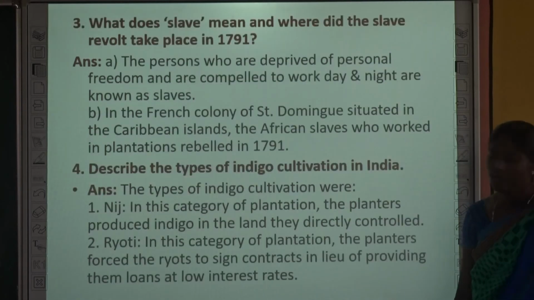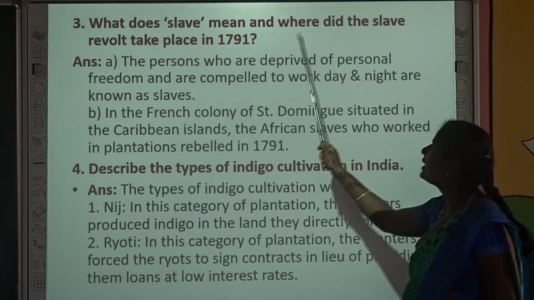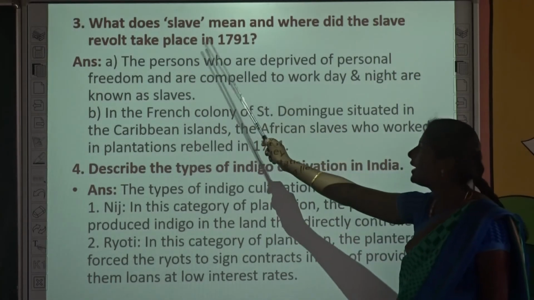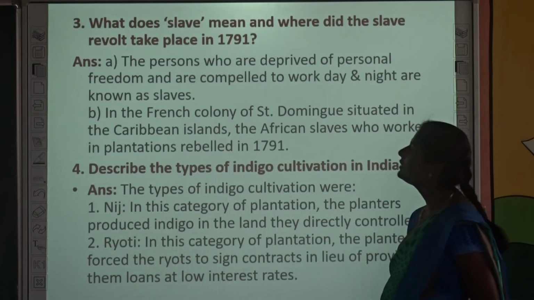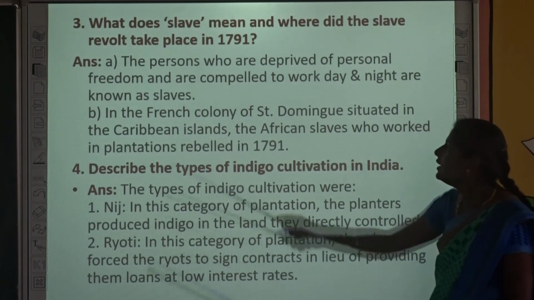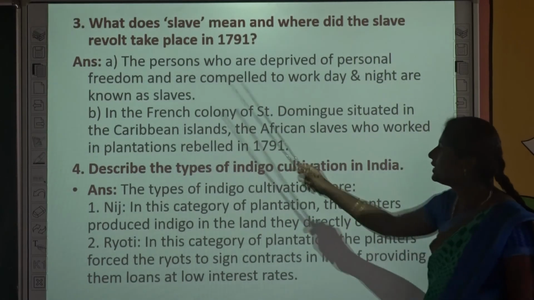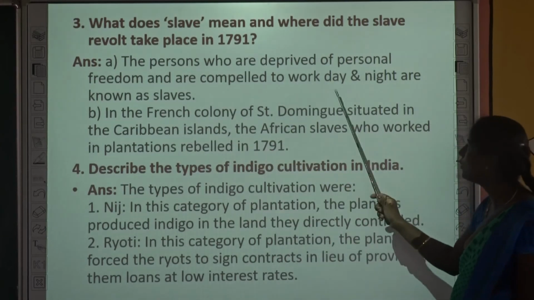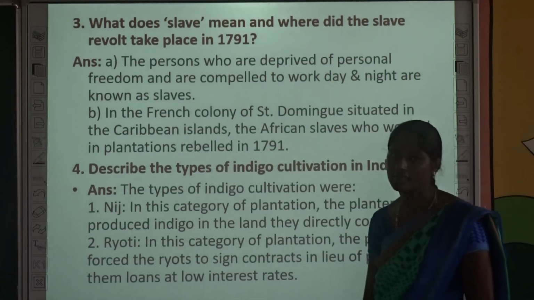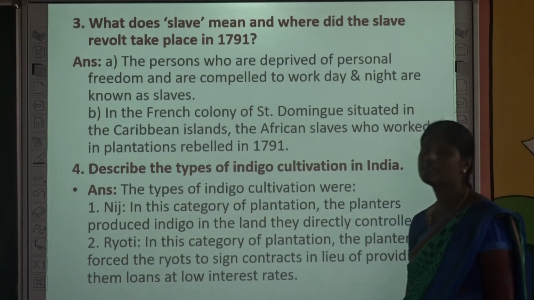The next one: what does slave mean and where did the slave revolt take place in 1791? What does slave mean? What is a slave? The person who is deprived of personal freedom and is compelled to work day and night is known as a slave.